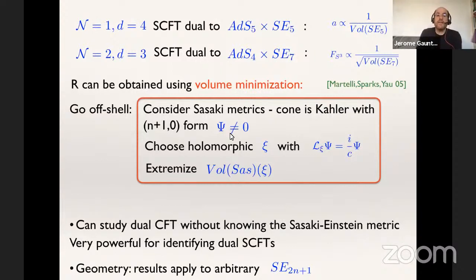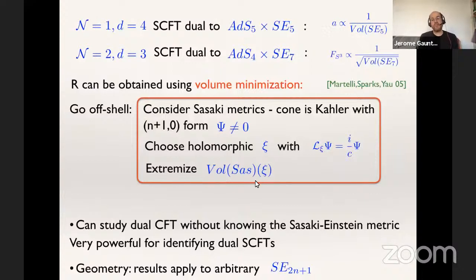Okay, so you do that. And then what you find, and this is where the work is, and I'm not going to describe the work, is you find that the volume of the Sasaki metric is just a functional of the choice of this holomorphic vector. So this is, when you view these expressions back here, the version of what's called volume minimization, and it's an inversion of the geometric extremization principle for those two principles, variation of a and variation of F.